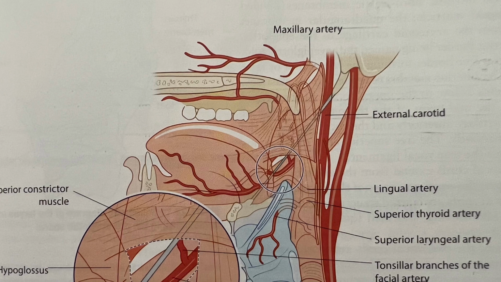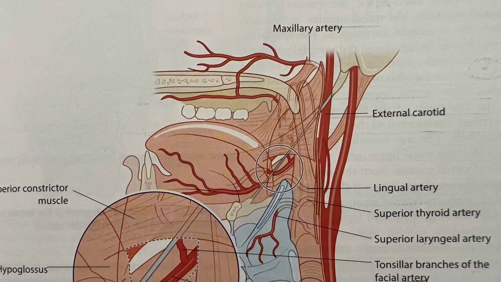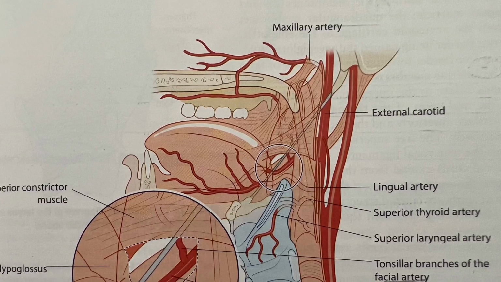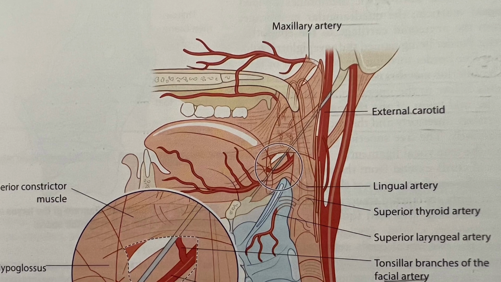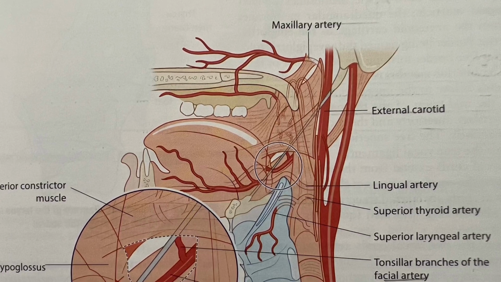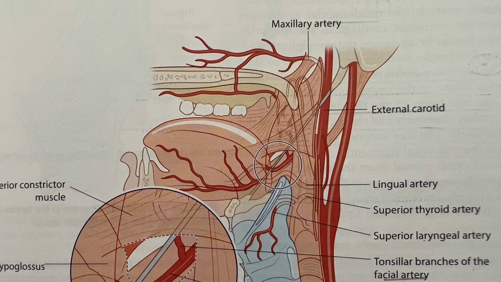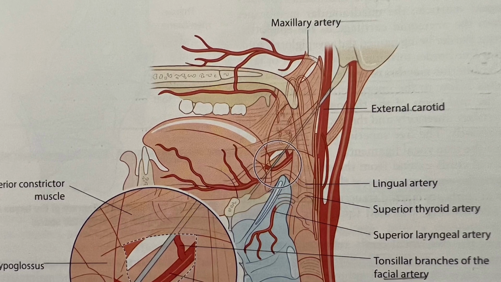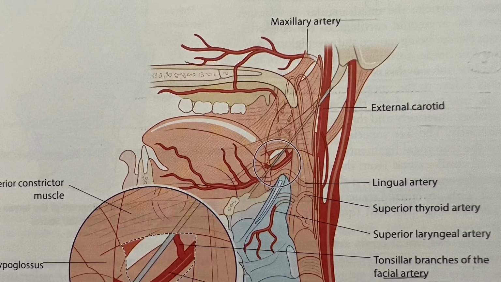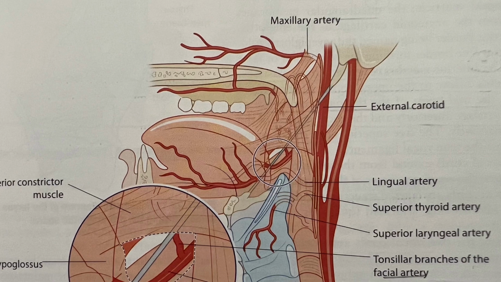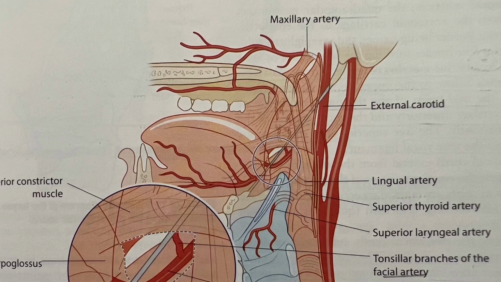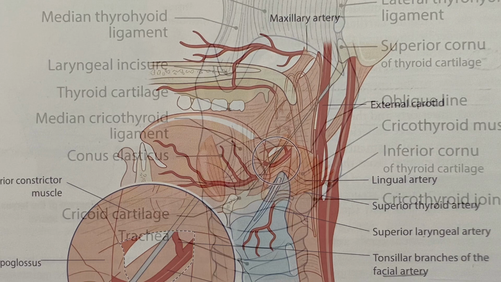The venous drainage of the superior aspect of the pharynx is via the retromandibular and facial veins, which ultimately drain into the internal jugular vein. The inferior aspect of the pharynx drains through the pharyngeal plexus. This drains either into the internal jugular vein or the brachiocephalic vein. So this is about venous drainage.